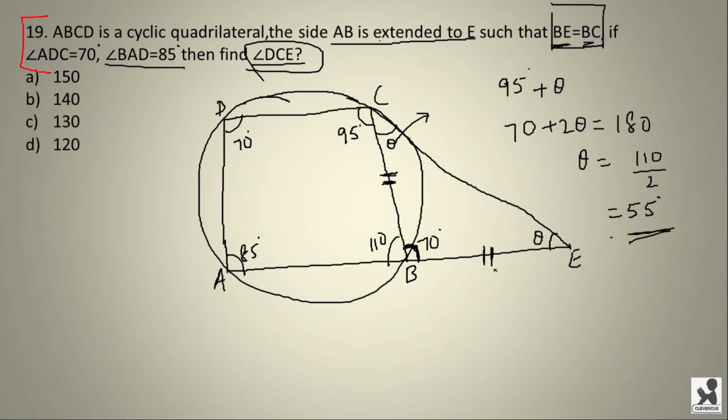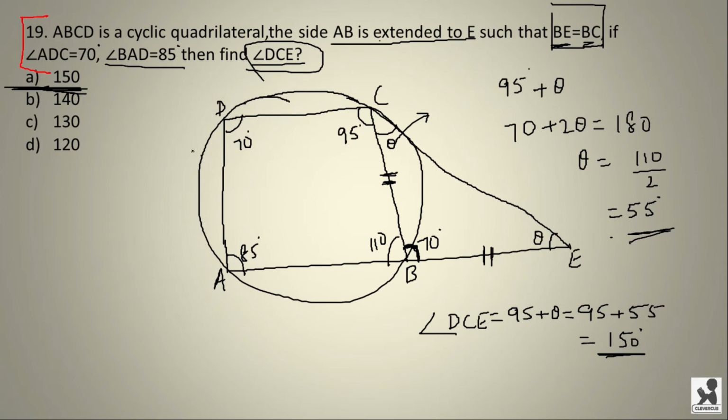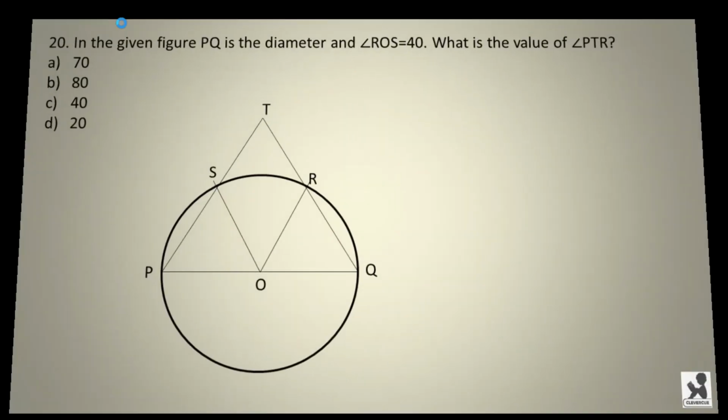55 degrees. And now the answer is angle DCE is equal to 95 plus theta, which is equal to 95 plus 55 degrees, where we get 150 degrees as the answer. So 150 is the right answer. Please try to learn how to draw figures by using the information given in the questions. Otherwise in exams it will be a major difficulty for you. Proceeding to the next question.